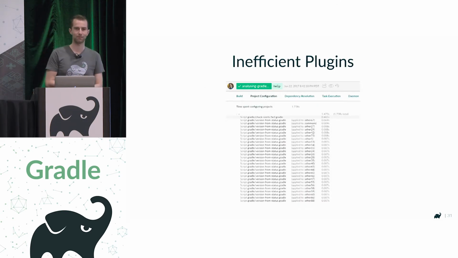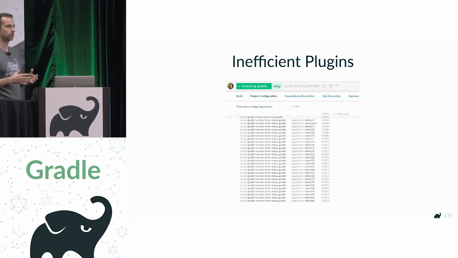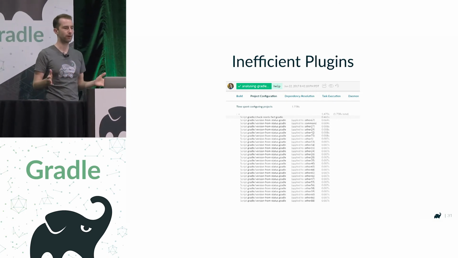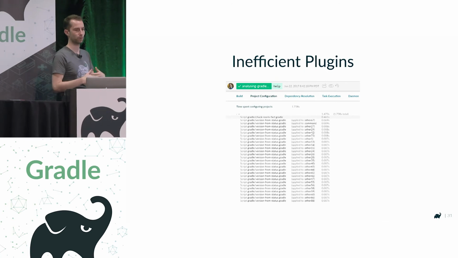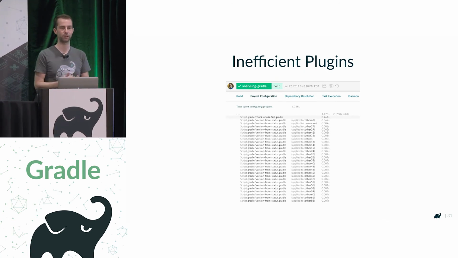Another thing that I see very often is inefficient plugins. Plugin authors often don't keep in mind that their plugin might be applied to 100 or 500 sub-projects. They test it out with a single project and everything works fine. And then people start using it in the wild and it's actually terrible.